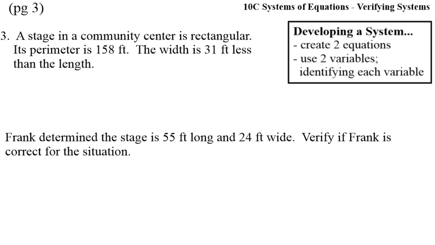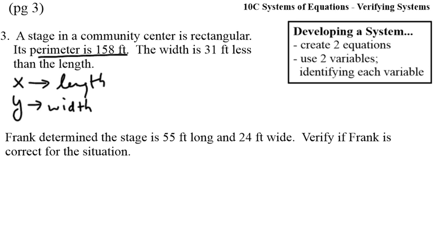So, the stage in the community center is rectangular. Perimeter is 158 feet. The width is 31 less than the length. So what don't we know? We have an X and a Y because we don't know length and width again in this question. That's what we're unsure of, the length and the width specifically. What do we know? We know the perimeter is 158.